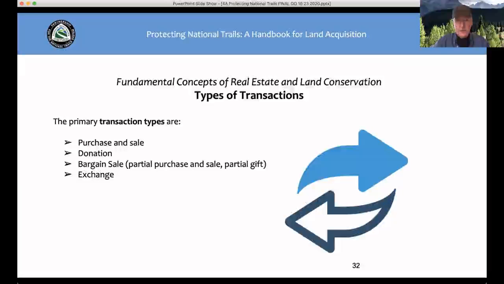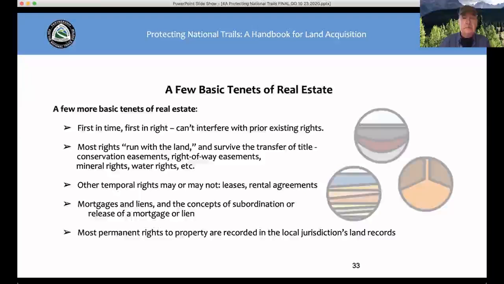There are different ways to acquire the land. You can acquire it through purchase and sale, through donation, or through a combination of the two in what's called a bargain sale, in which you pay the landowner less than the full value of the interest that you're acquiring, and they donate the remainder of that. And then if they've done everything right, qualify for tax benefits on the remainder. You can also acquire, and this is rarely done, interest through exchange.